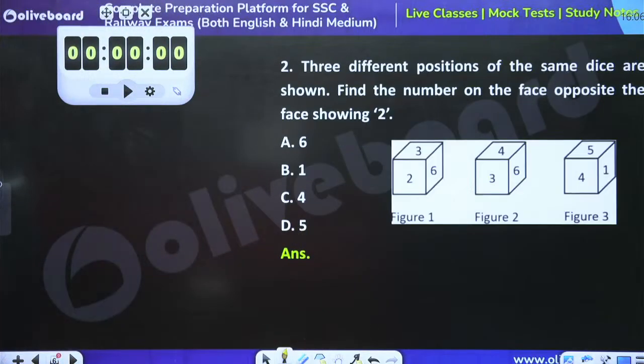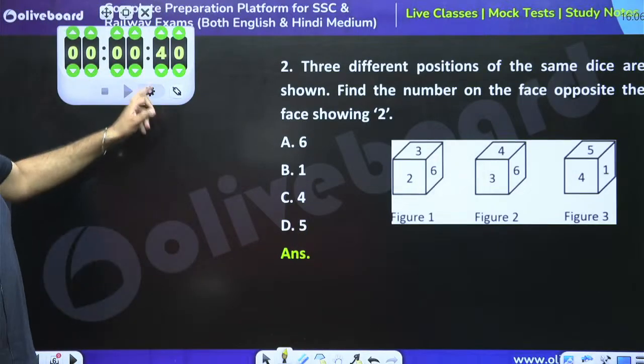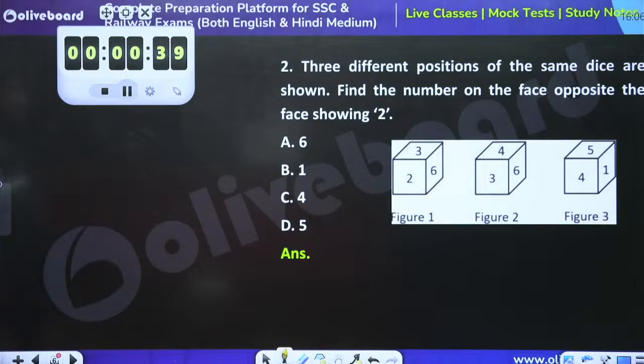Next. Find the number opposite 2. Find the face opposite 2. Good job. Very good, Shrikar and Anshu. Absolutely right. Try this one now.